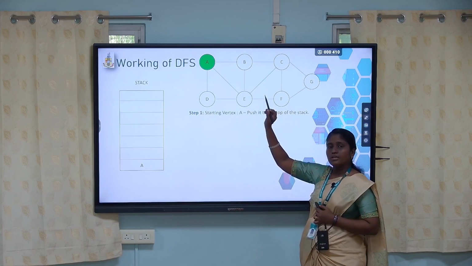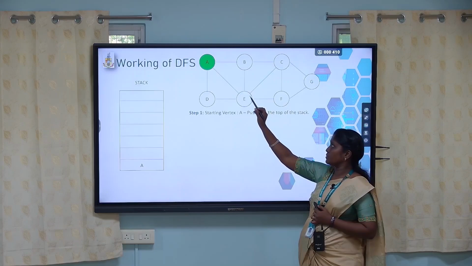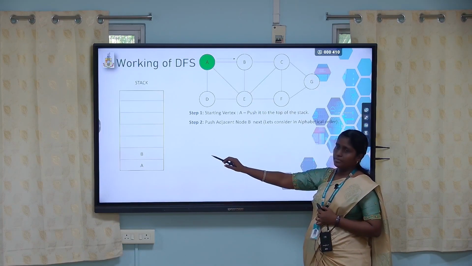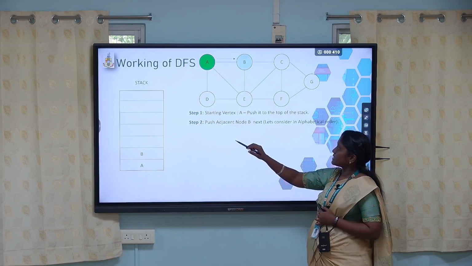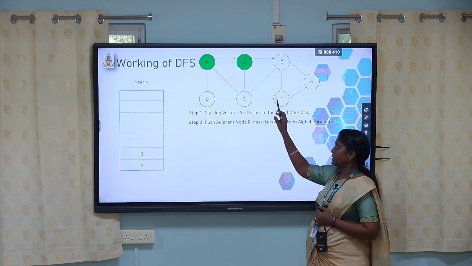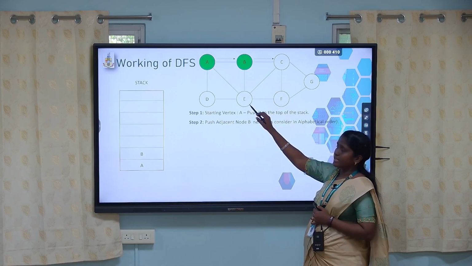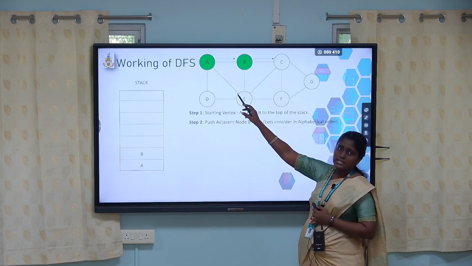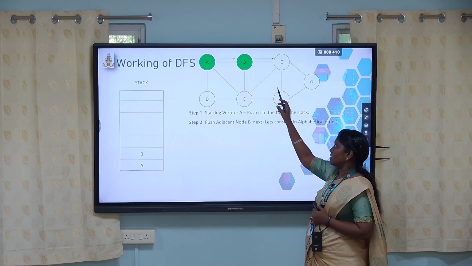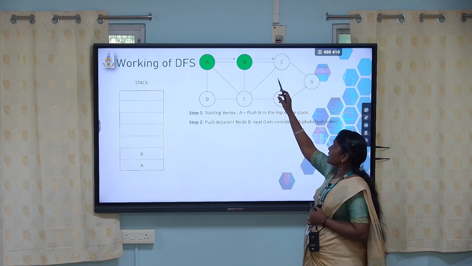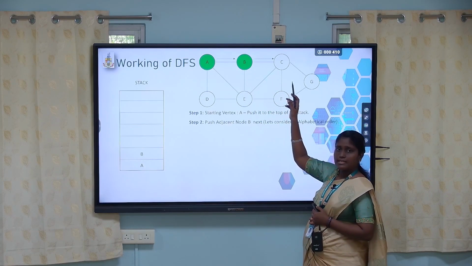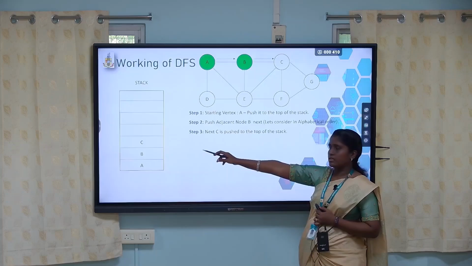So B is the next adjacent node to A. Now I am pushing this B to the stack, and B will be at the top of the stack. Next, in step 3, we will be looking for other adjacent nodes from B. From B, A, C and E are adjacent nodes. Since A is already visited, we need to ignore the visited nodes and concentrate on the not visited nodes. So we concentrate on C and E. In alphabetical order, C comes first. So we are moving to C and pushing C to the top of the stack.